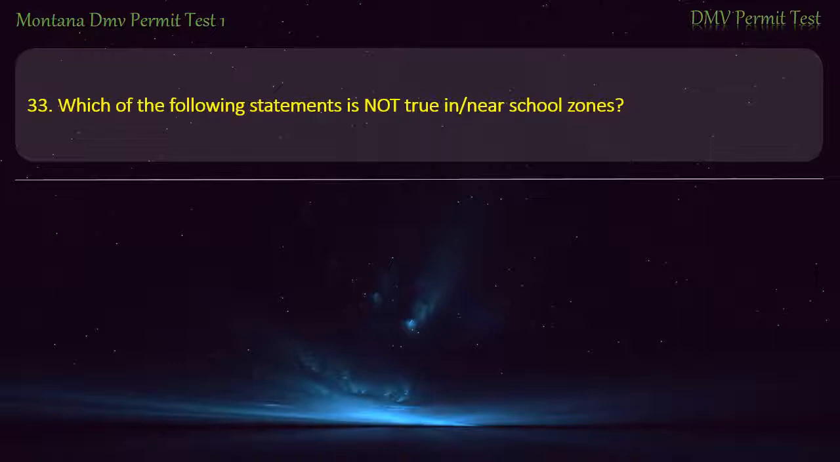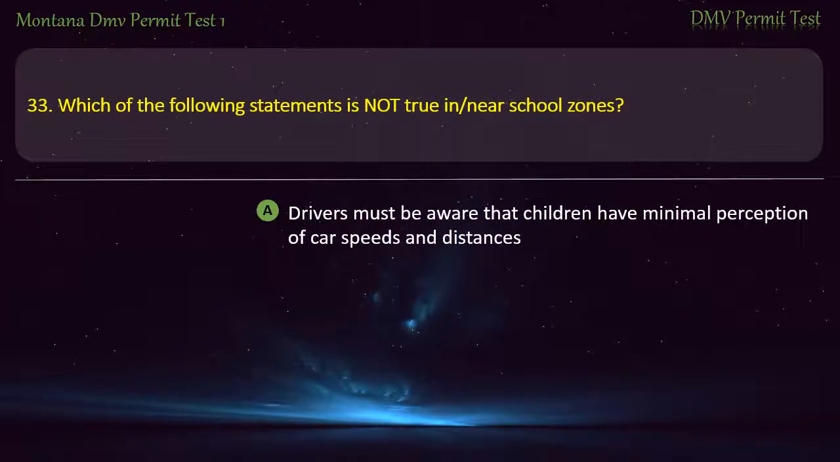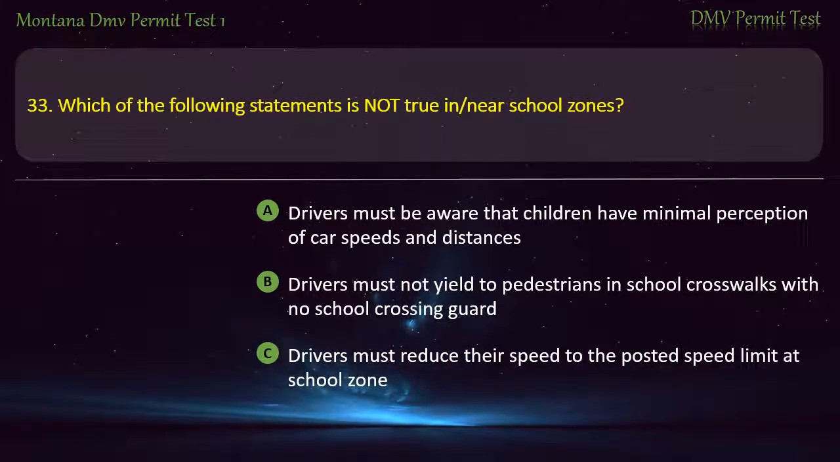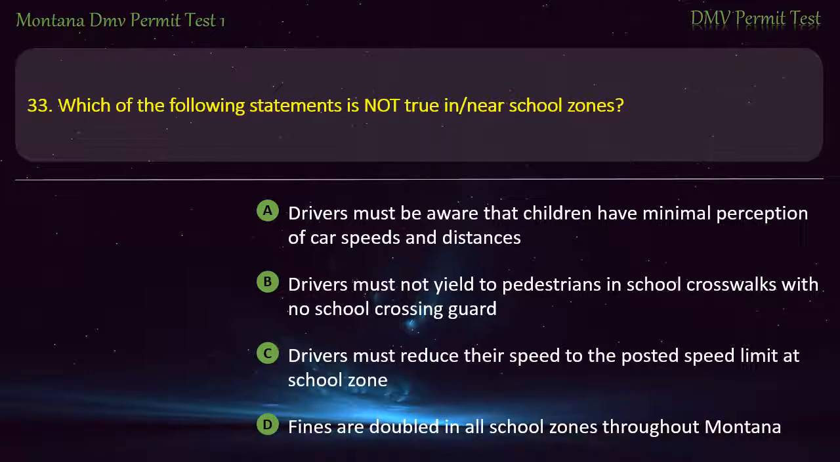Question 33. Which of the following statements is not true in near school zones? Drivers must be aware that children have minimal perception of car speeds and distances. Drivers must not yield to pedestrians in school crosswalks with no school crossing guard. Drivers must reduce their speed to the posted speed limit at school zone. Fines are doubled in all school zones throughout Montana. Answer. Drivers must not yield to pedestrians in school crosswalks with no school crossing guard.